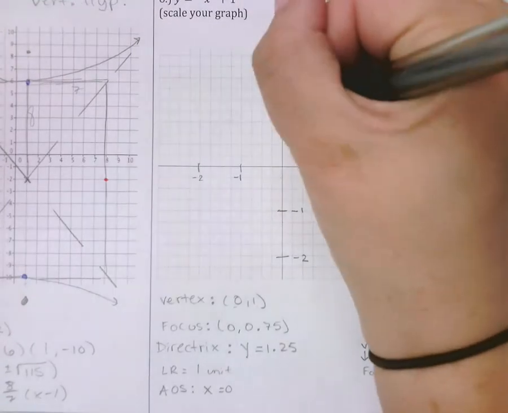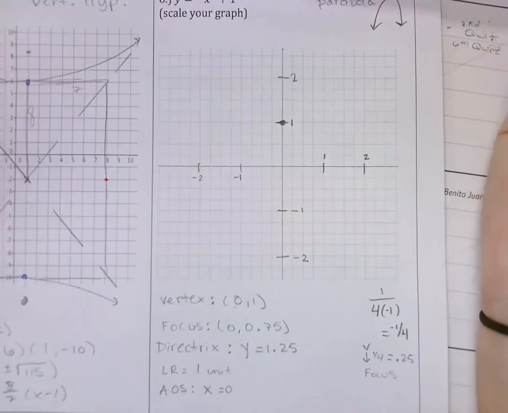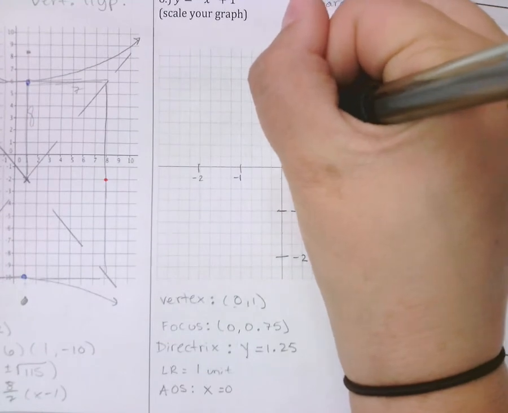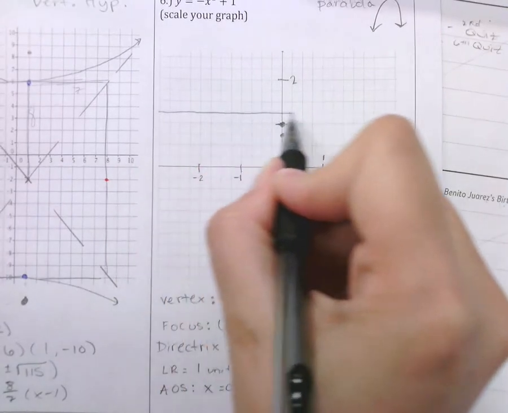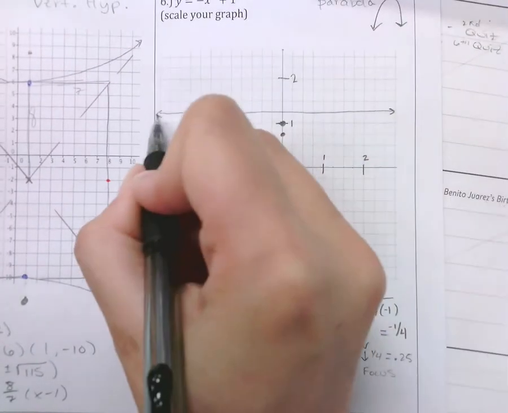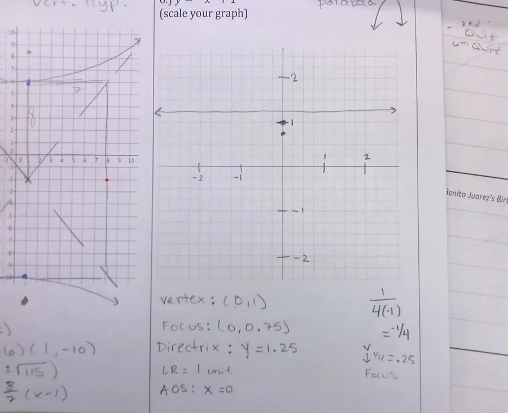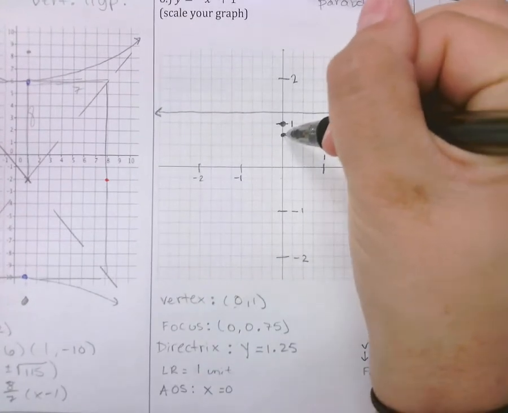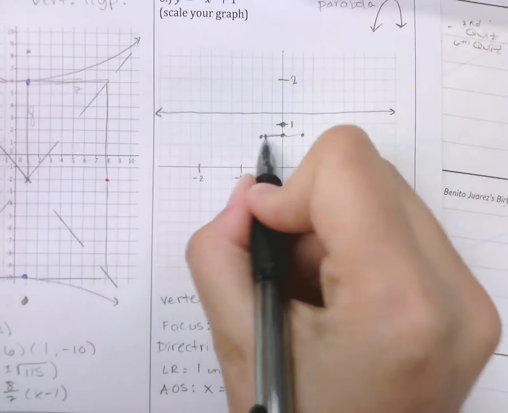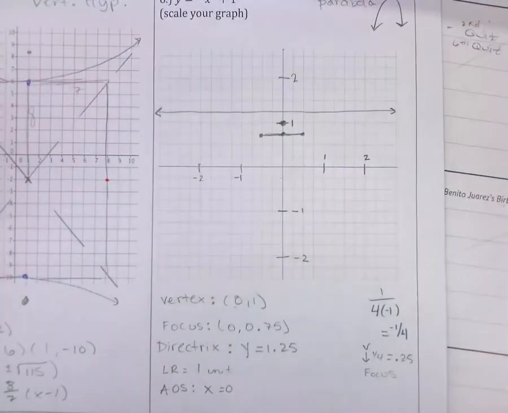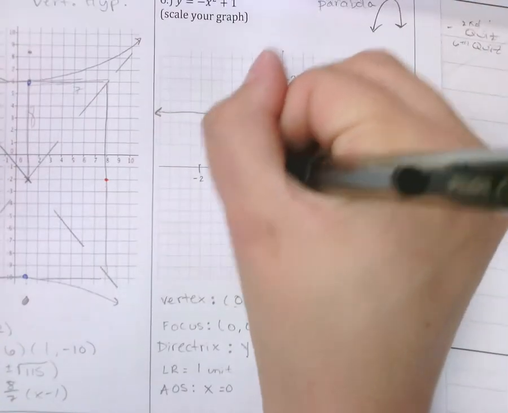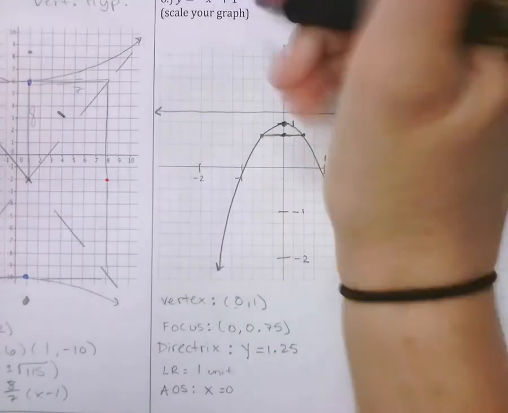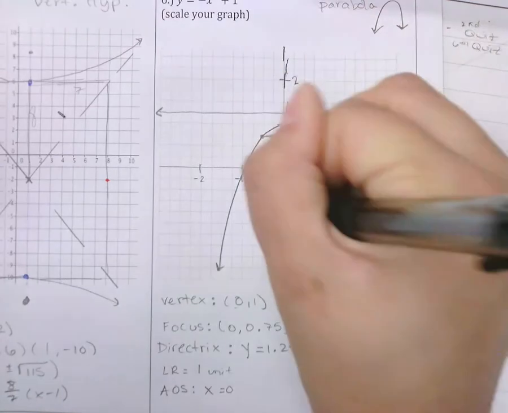So my vertex is at 0, 1. The focus is at 0.75, which would be 1 block below it. The directrix is at 1.25, which would be 1 block above. And then my latus rectum is 1 unit long, so I would go 1/2 to the left and 1/2 to the right, which is 2 blocks in either direction. Like so. And the directrix is 1 block above. And then my axis of symmetry goes through there.